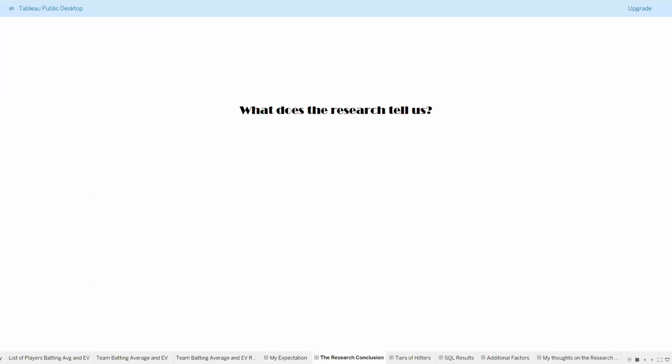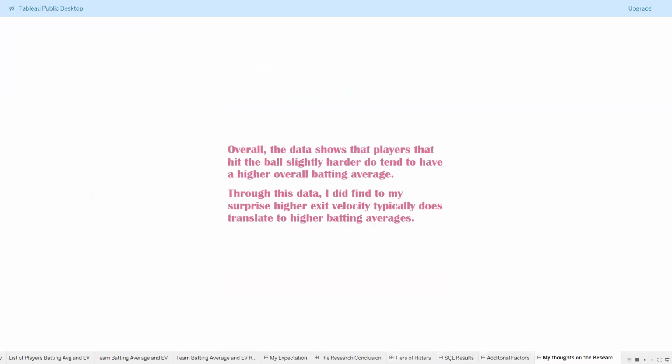Yeah, that essentially concludes my presentation. And like I said before, I was a little surprised to find out that the higher exit velocities did translate to higher batting average. I was not expecting to find that when I started my presentation.